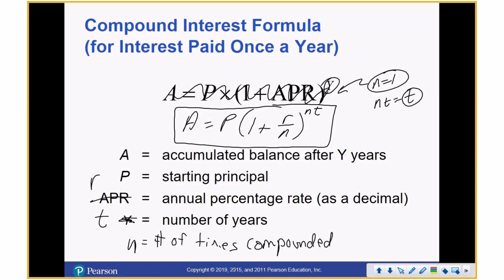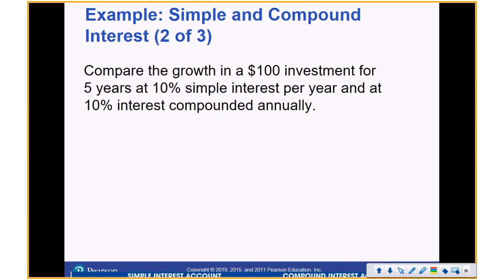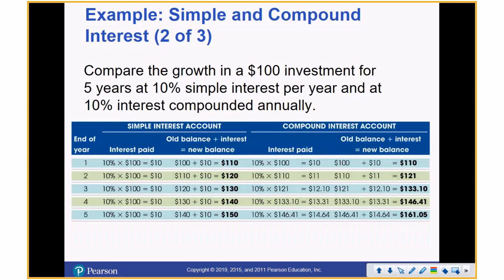So, let's look at this question. All right, look at that. You invest $100 in 2 accounts that each pay an interest rate of 10% per year, but one pays simple interest and another pays compound interest. Make a table to show the growth of each. I'm not going to do the table because I don't have enough room and it shows it on the next one. All right, and you don't have to do this, but they're just trying to show you something. There is simple interest.